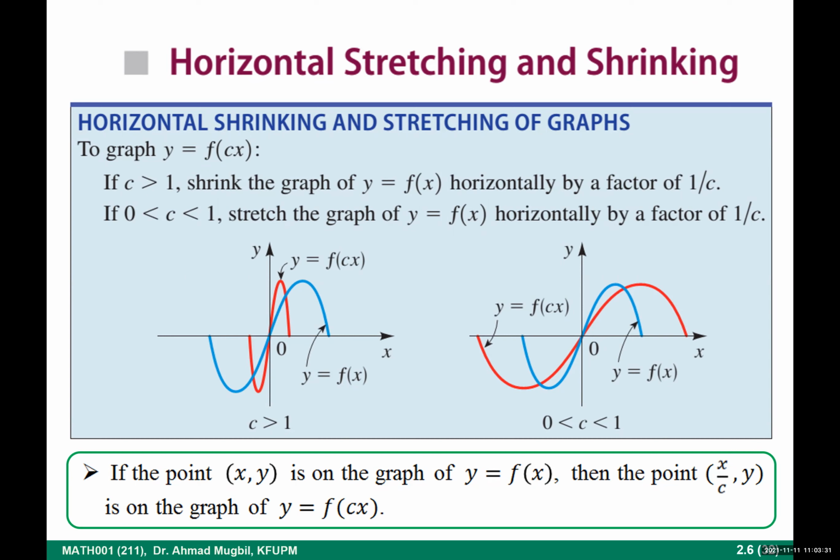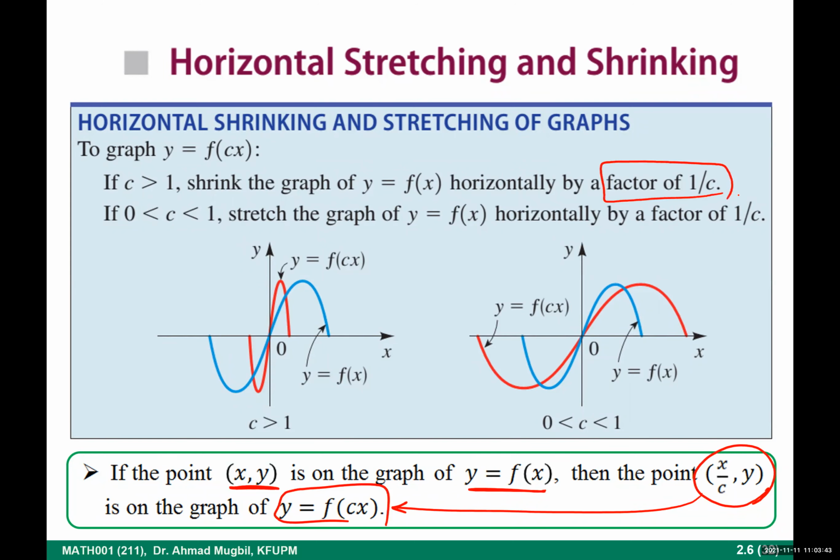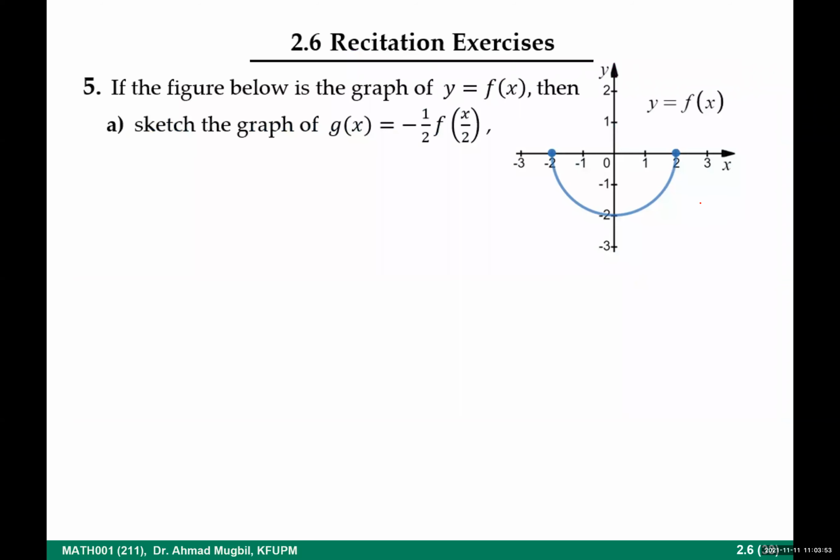If it is negative, it is just about reflecting. Similarly, in the case of horizontal shrinking, if this point is on the original graph, what will be the new point on the new graph? It will be x over c. Why? Because the factor of shrinking and stretching is 1 over c, the reciprocal. To understand the horizontal and vertical stretching and shrinking, it is good to have this interesting recitation exercise.